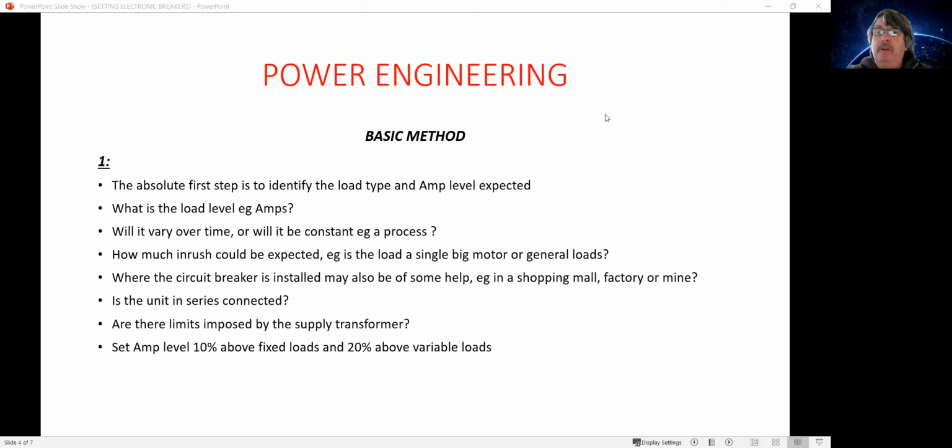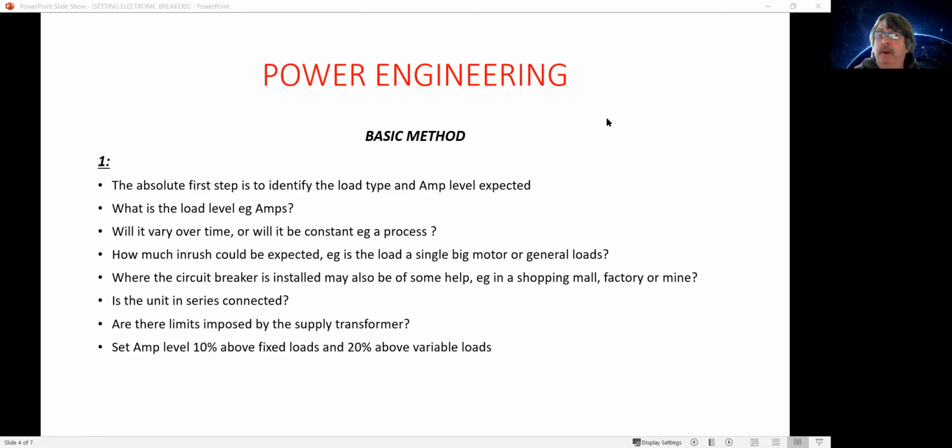We've got a four-part approach to this. This is a basic universal, all-fit type arrangement, and it will work if you know certain of the activities that you're doing and why you're doing them, and you know certain site conditions where you can work them back into this calculation field. So the first and absolute step is to identify the type of load and the amps expected.